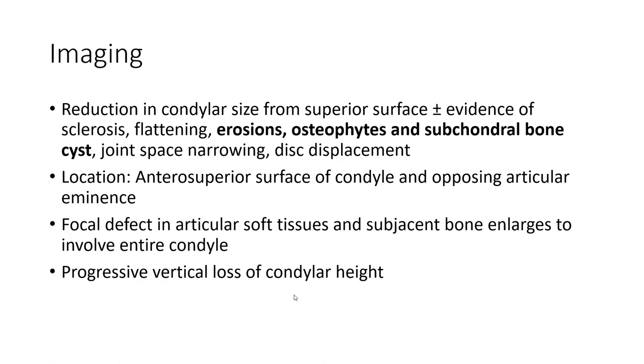So in imaging, we can find a reduction in chondrocytes from the superior surface, plus or minus evidence of sclerosis, flattening, erosion, osteophytes, and subchondral bone cysts, joint space narrowing, displacement, anterior location, superior surface of the condyle and opposite articular eminence, focal defect in articular soft tissue and subchondral bone, enlarging to involve the entire condyle, progressive vertical loss of condyle height.